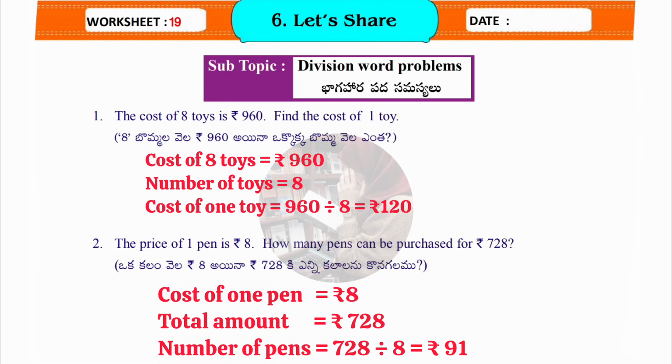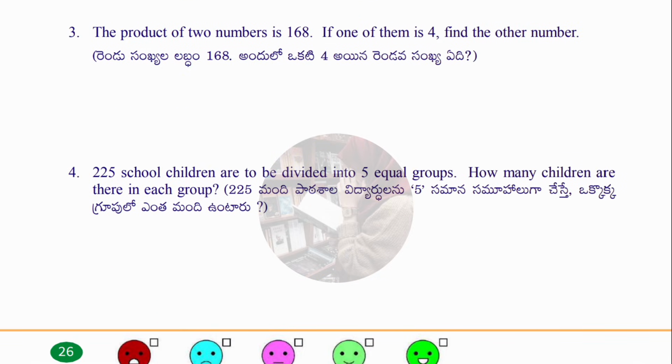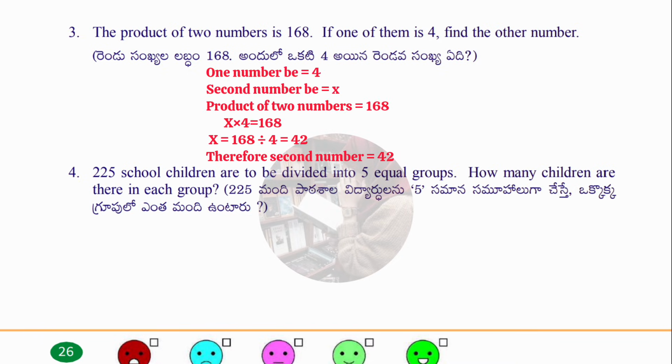Understood? Let's move to the third question, which is, the product of two numbers is 168. If one of them is 4, find the other number. Let's see the answer, guys. One number is given as 4. Second number is not given, that's why we put it as x. Product of the numbers is given as 168, so x into 4 equals 168. We have to find x, the other number. x equals 168 divided by 4. 4 4s are 16, 4 2s are 8. 42 is the other number. Write down, second number is 42.